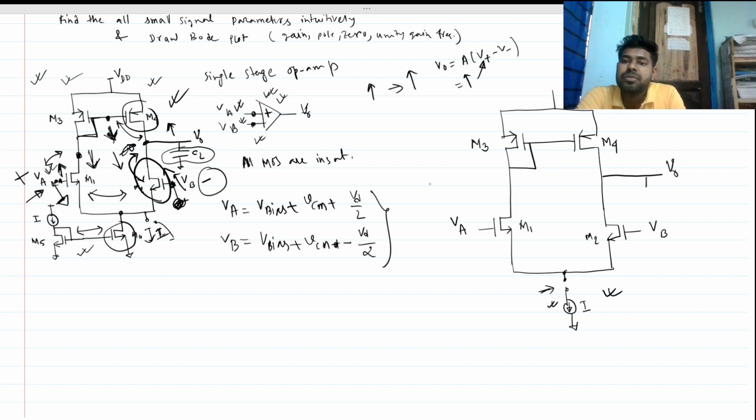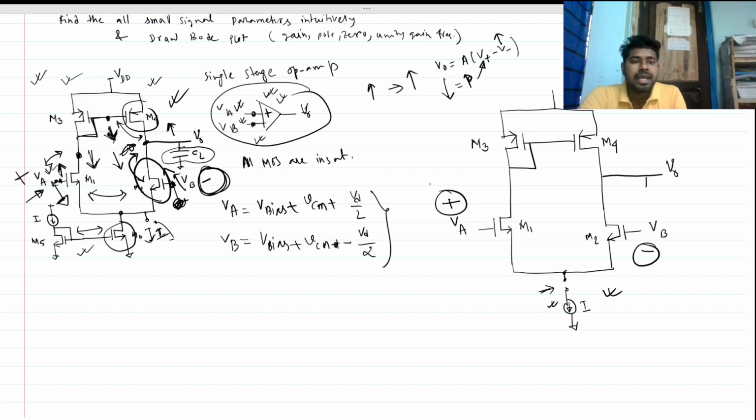So we know that this will be negative, this will be negative. So this voltage is increasing, so eventually V out is decreasing. So this is our negative. So we find that this is our positive terminal and this is our negative terminal, okay, and this is our output, okay. So this is like an op-amp, a single stage op-amp.